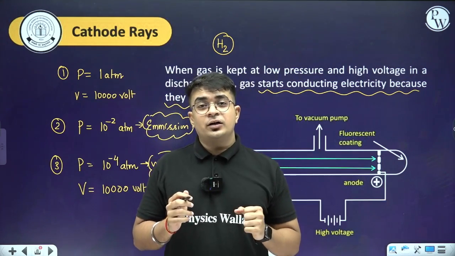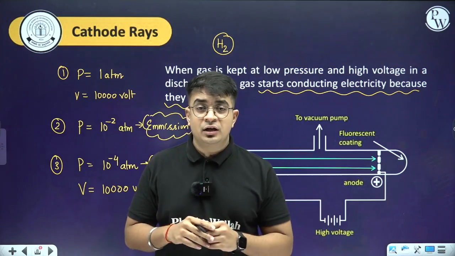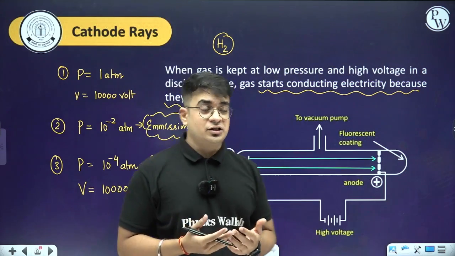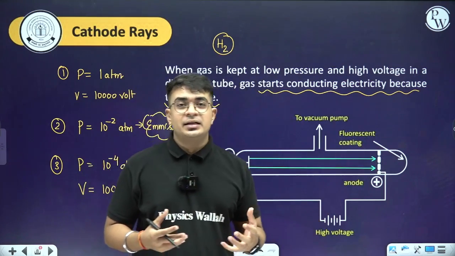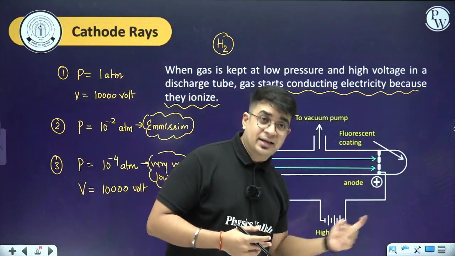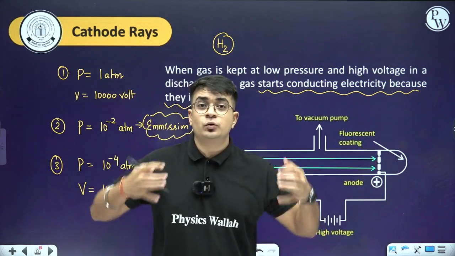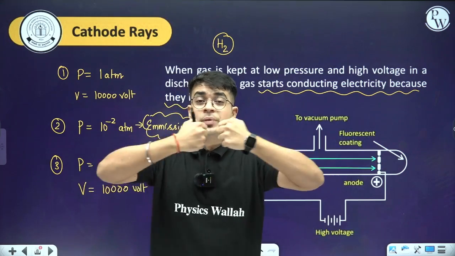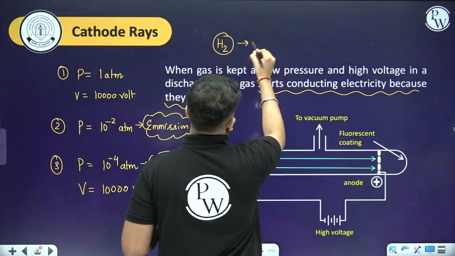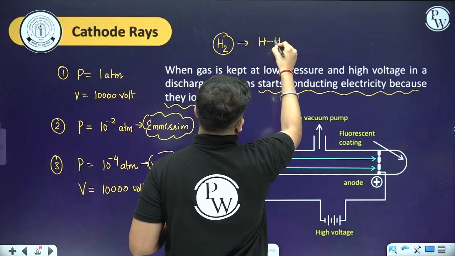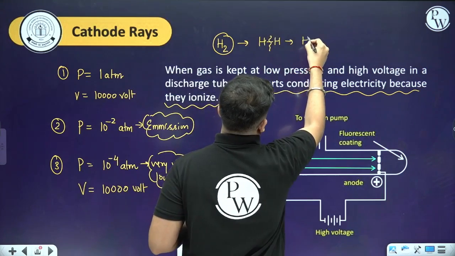Now at that particular pressure, which is very low pressure, when I'm applying the high voltages, it means these positive and negative charges are going to work. This particular electrode has that much voltage, so it's going to attract and break down that particular atom. First of all, you can see that this H-H bond is going to break down into H atoms.